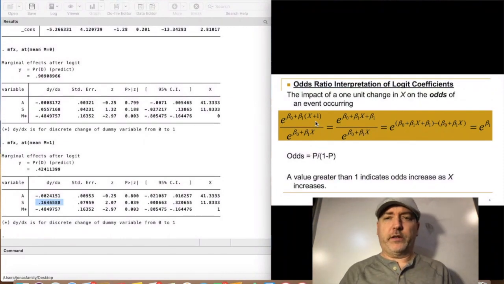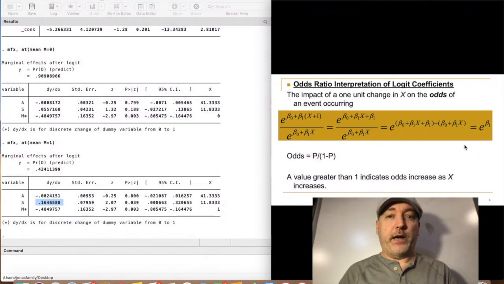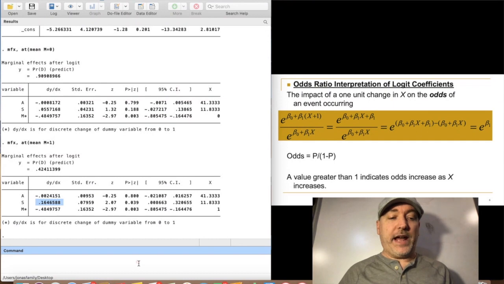Essentially the marginal effect on the odds. And again, with a little mathematical manipulation, go back and look at your textbook, it can be shown to be e to the power beta 1, the exponential of the estimated coefficient. So how do we get that and interpret that in Stata?